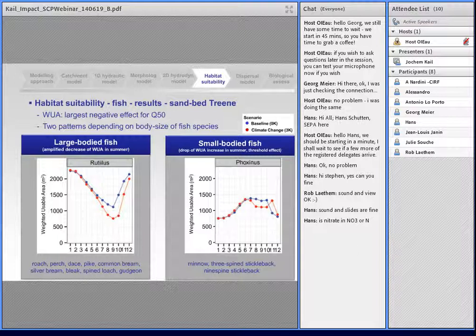A rather different pattern occurs for the small-bodied fish, and this is because the small-bodied fish use shallow areas, and therefore with the decrease in discharge and an increase in the shallow areas, the weighted usable area increases. However, obviously in the climate change scenario a certain threshold is passed, and it gets too shallow for these small-bodied fish, and there's a kind of depression during the summer months.